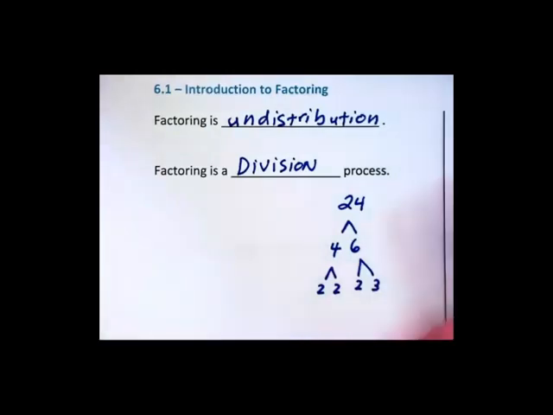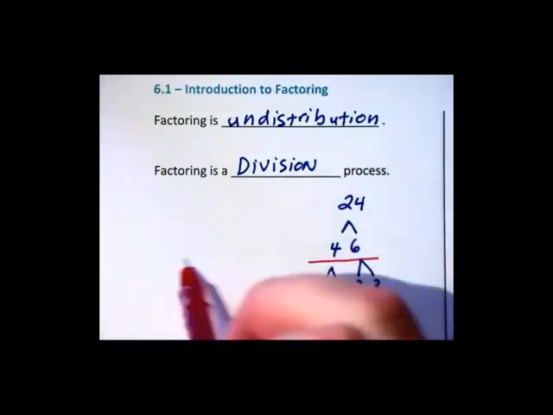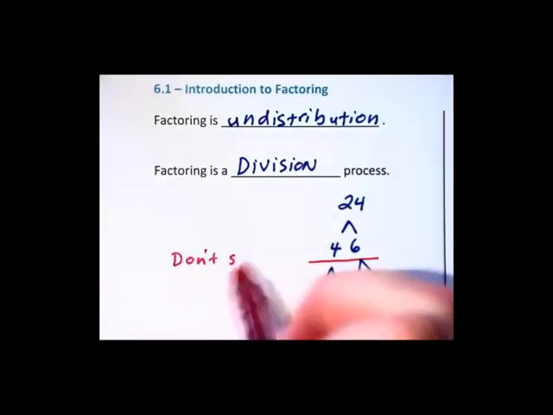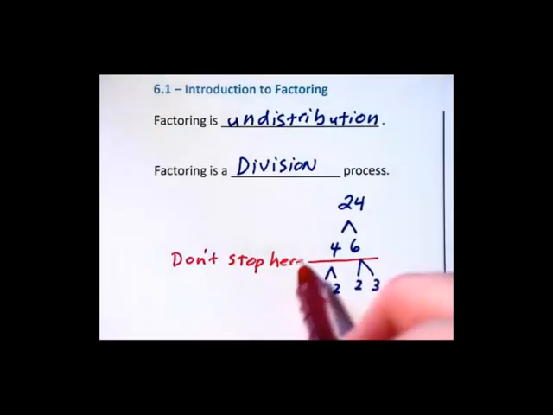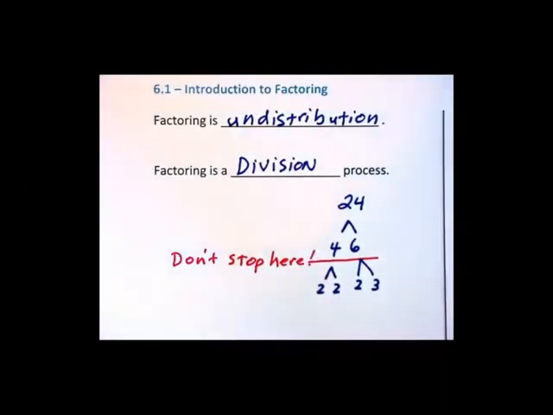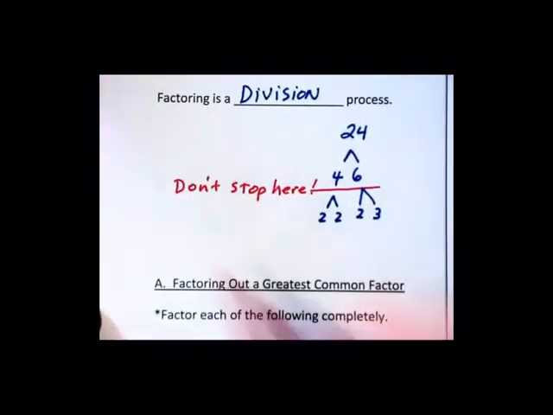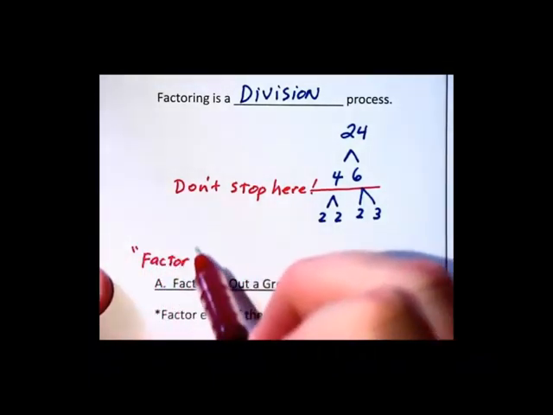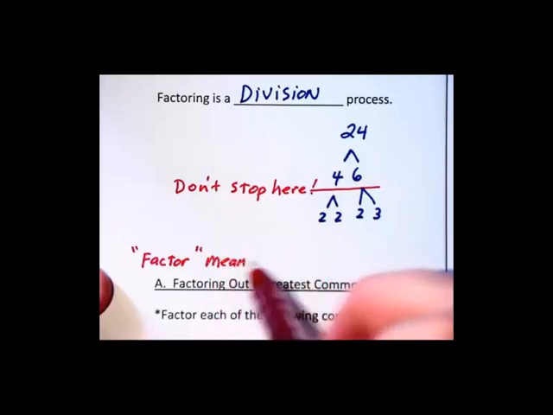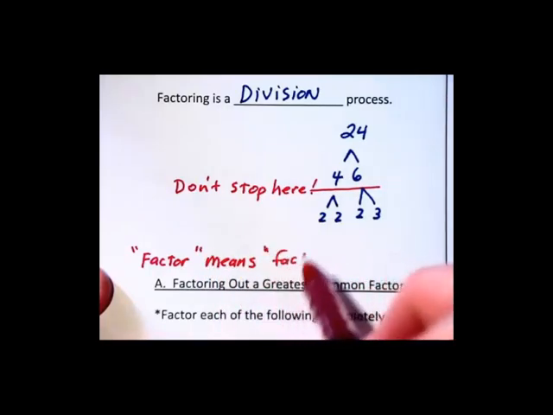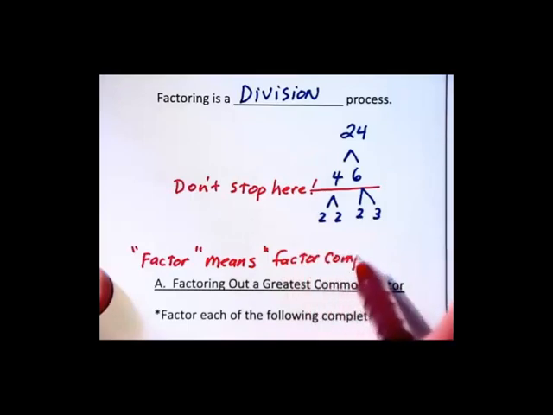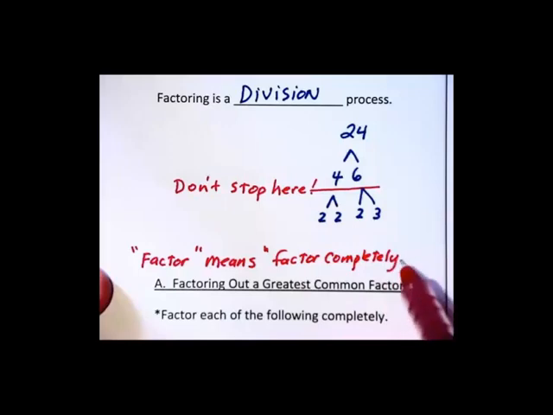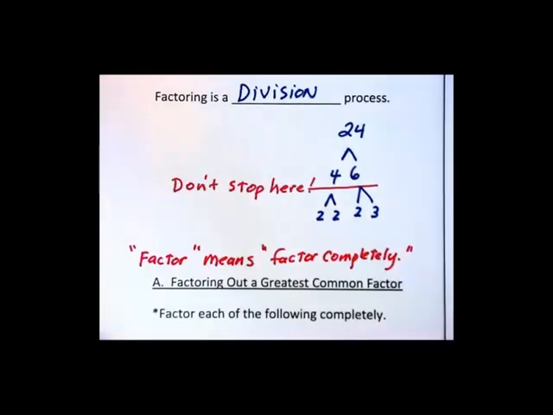Now, the comment I want to make here, or the first comment, is don't stop here. Don't stop at the 4 times 6 level. The most common mistake in factoring is that people don't factor completely. When you see the directions factor, the directions factor basically imply, or mean, even if it doesn't say it, factor completely. And over my years of teaching, this has been a very common mistake. I'm always marking people off on tests for not taking their problems down all the way.